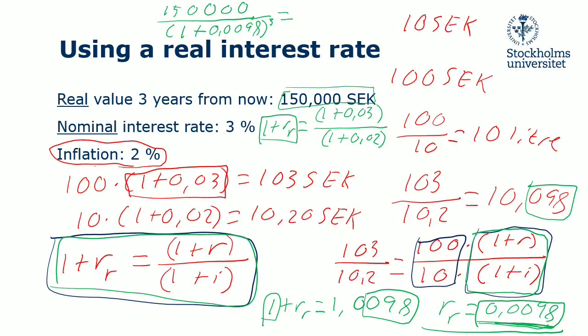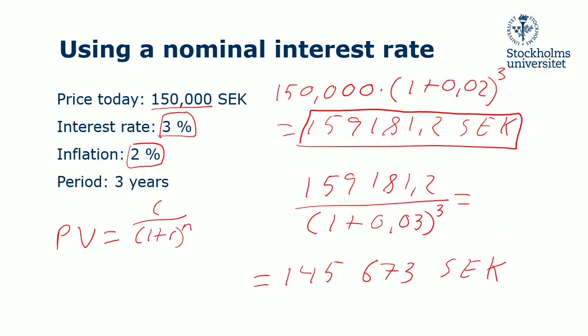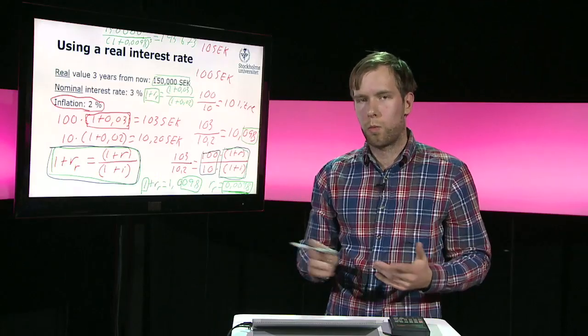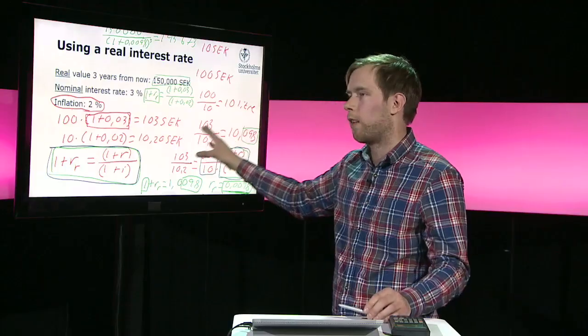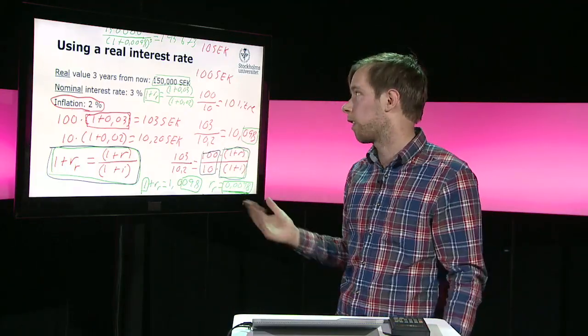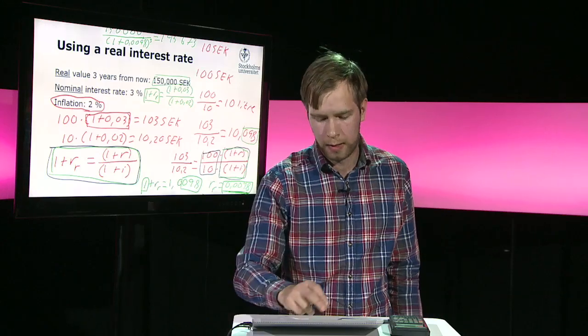And like a strange coincidence, this happens to be equal to 145,673, which is exactly the same number as we found when we worked with nominal interest rate and nominal values. So it doesn't really matter what method we use. If we work with real values and real interest rate, or if we work with nominal values and nominal interest rate, we always come to the same conclusion.